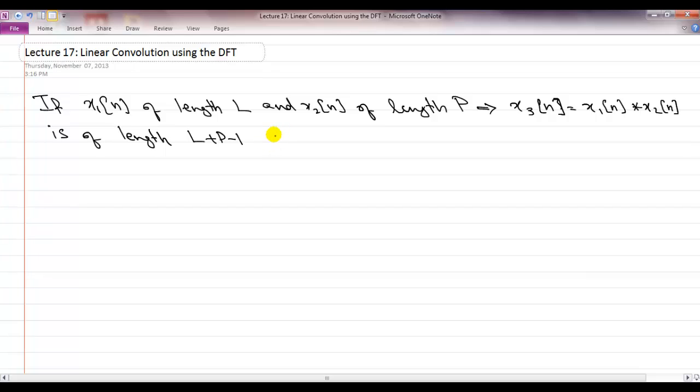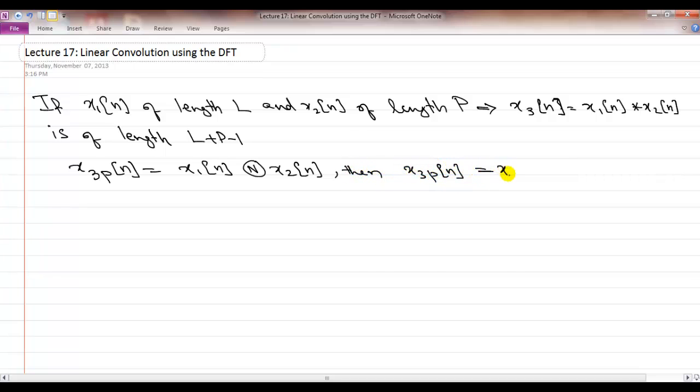And circular convolution equals linear convolution in terms of the output when the length of the circular convolution is bigger than the length of the linear convolution. So what we learned was if we compute x3p[n], which is equal to x1[n] N-point circular convolution with x2[n], then x3p[n] equals x3[n] if N is greater than or equal to L plus P minus 1.